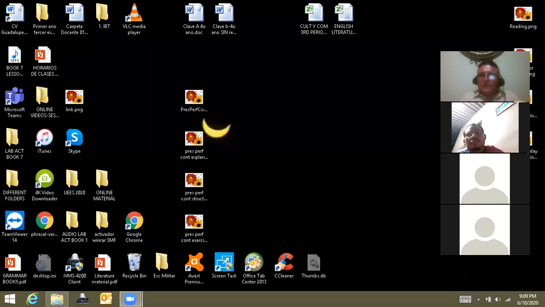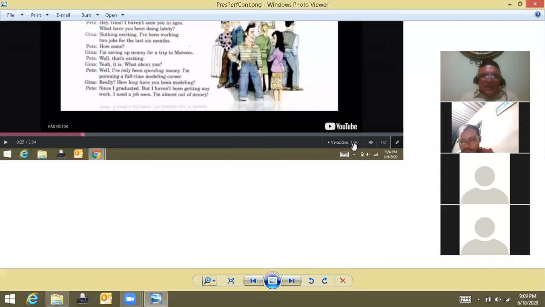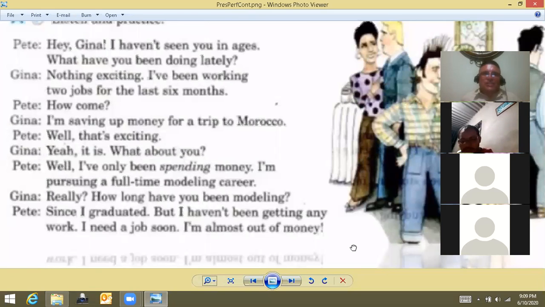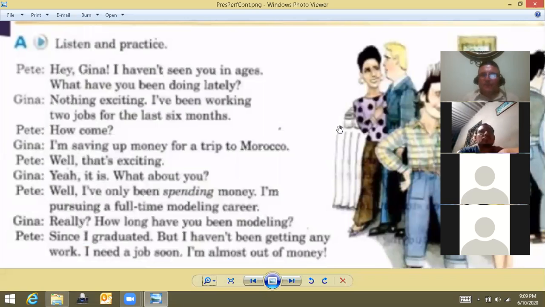Anything else about yesterday? No? Okay, so let me share this with you. This is the conversation we began reading yesterday. Do you remember the information in it? Where did this conversation take place? In a park, in a stadium? In the house. And what was the event? Like a party, maybe a reunion.